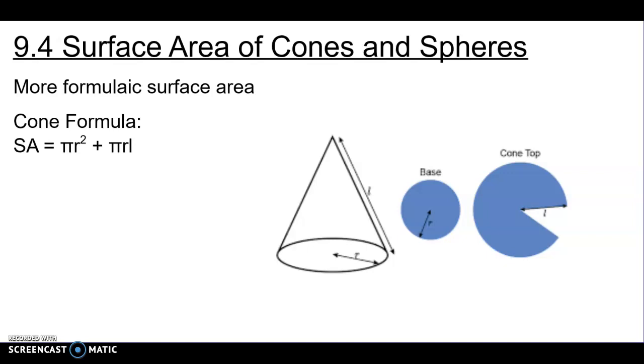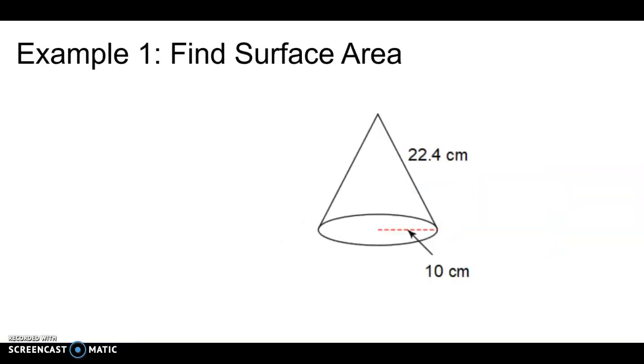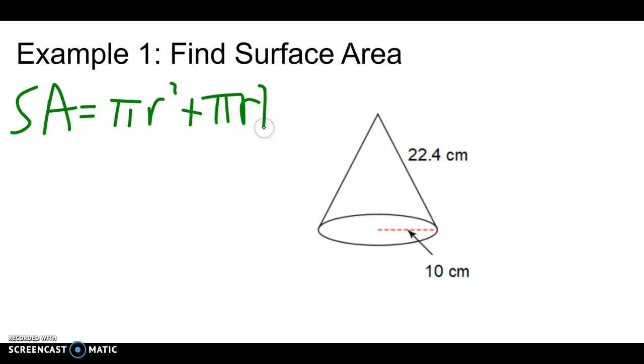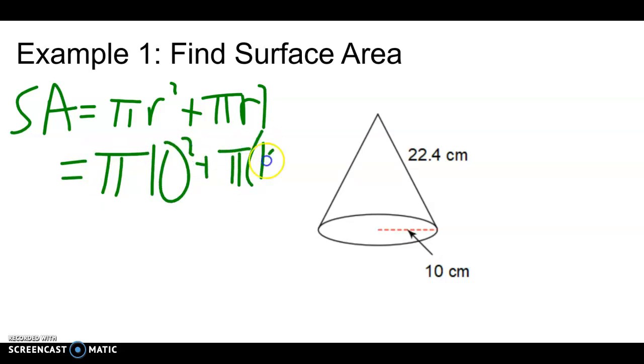So let's go ahead and look at an example of how we're going to calculate surface area of a cone. This is an example of a cone that we're asking you to find the surface area of. We're going to look at that formula again. The surface area of the cone is equal to pi r squared plus pi rl, and that gives us the surface area of our cone. So for this problem, that would be pi, our radius is 10, pi times the radius times the lateral height, which is the 22.4.